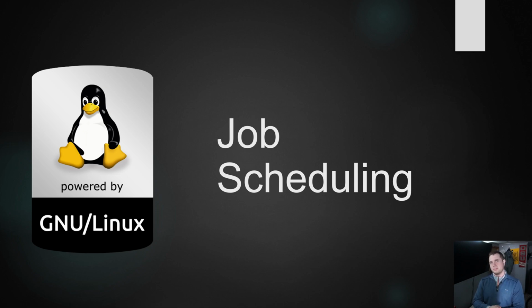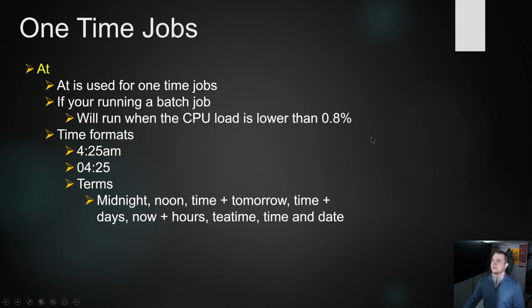All right, welcome back. This one we're going to be going over job scheduling. So we're going to do one-off jobs with the at package, and then we're going to use cron tabs for recurring jobs. All right, so with that, let's go ahead and get going on this.